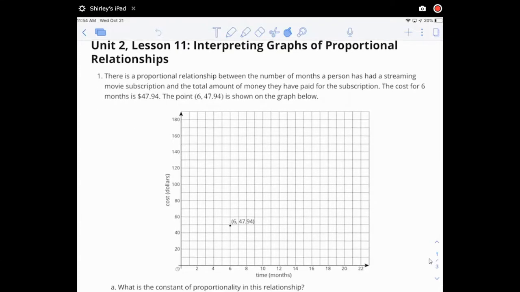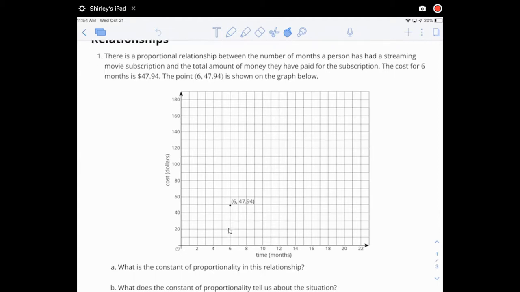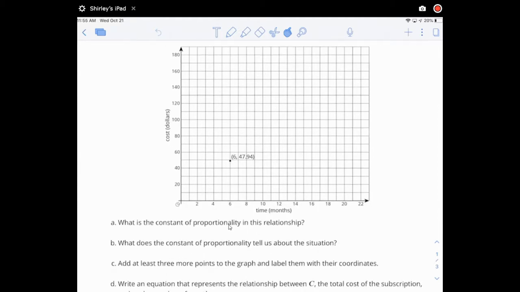There's a proportional relationship between the number of months a person has had a streaming movie subscription and the total amount of money that they paid. The cost for 6 months is $47.94. The point (6, 47.94) is shown on the graph, so we can see that plotted right here. What is the constant of proportionality in this relationship?